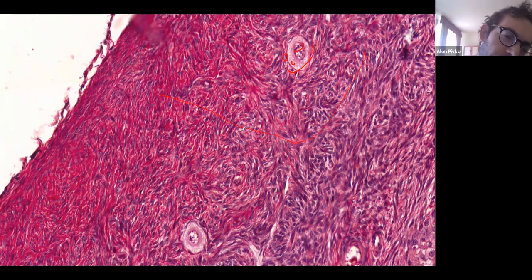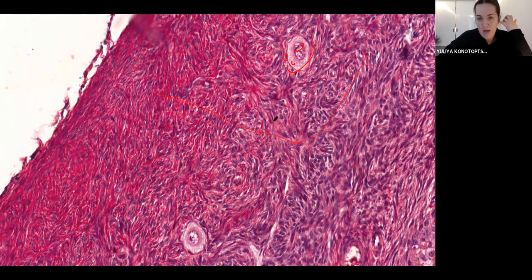This is stroma. And notice that stroma has lots and lots of smooth muscle cells. So these elongated cells that you have here, these are smooth muscle cells. Okay, so lots and lots of smooth muscle cells.